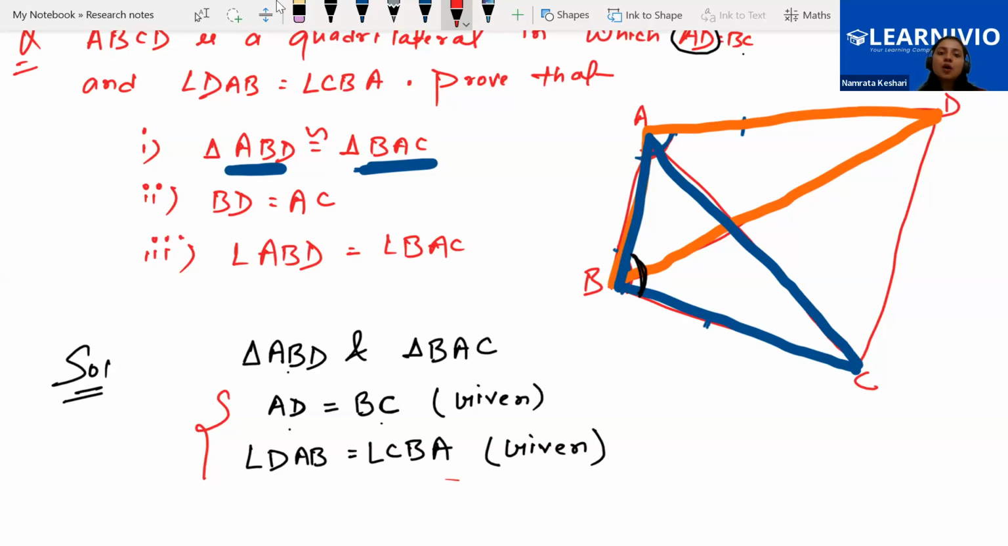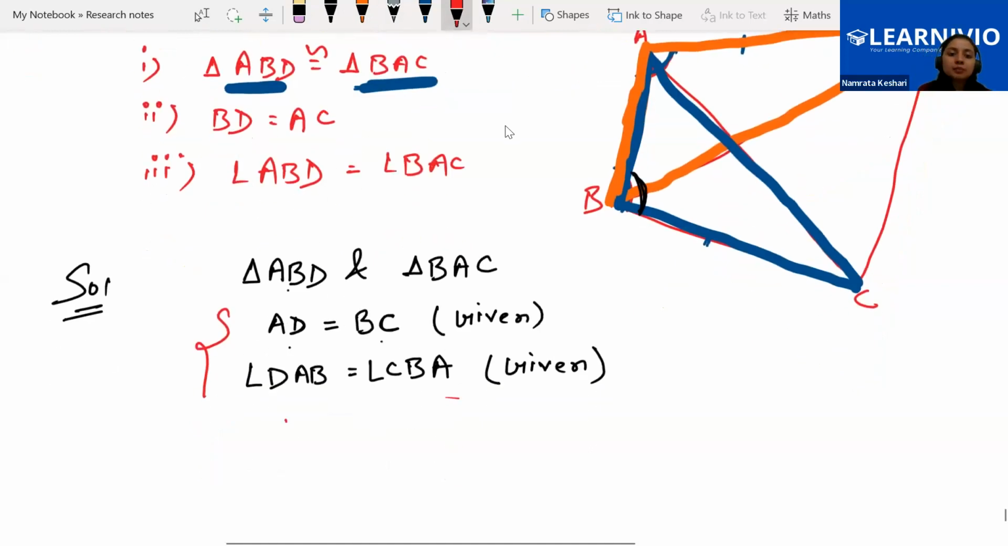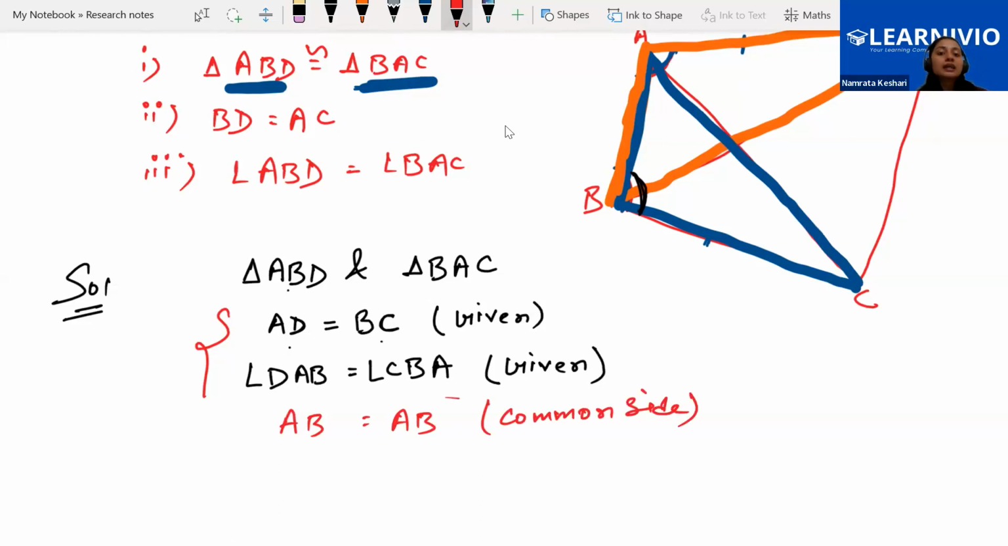Can you see side AB is common over here? Yes, ma'am. AB is there in the orange triangle also, and AB is there in the blue triangle also. So can we write AB is common side? Yes, we can write that. It is a common side. And hence now we will say both triangles are congruent.